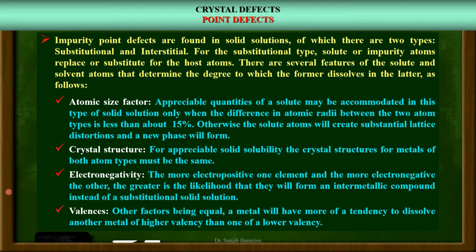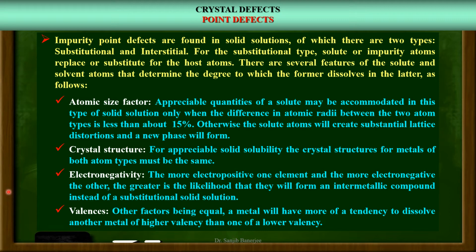We have already learned in the earlier section that impurity atoms may be either substitutional or interstitial impurity. For the substitutional type, solute or impurity atoms replace or substitute for the host atoms. Now there are several features of the solute and solvent atoms that actually determine the degree to which the former will dissolve in the latter.